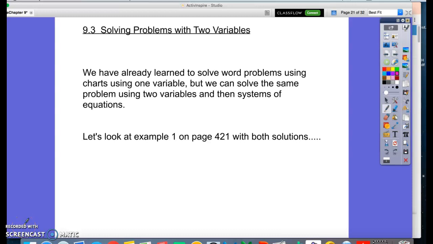So we are moving to section 9.3. So before that, we'll say the prayer.